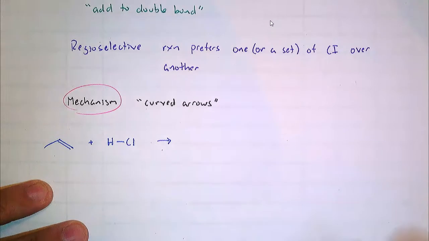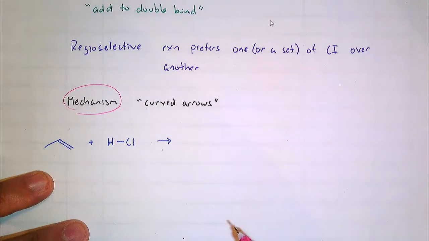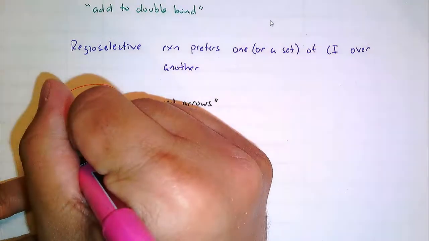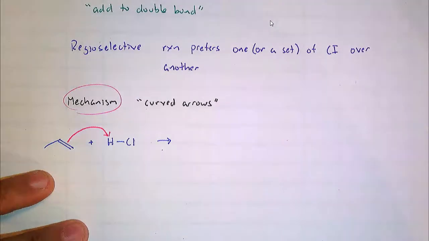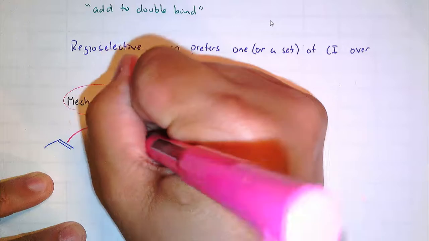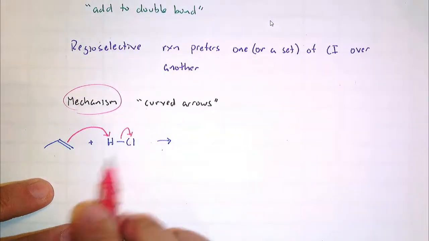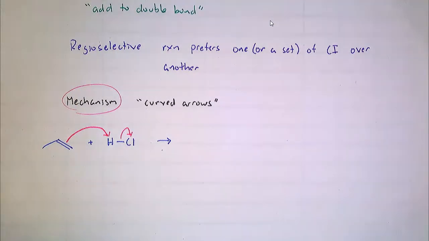So this is going to look a little strange if you've never done this before. Start your arrow from the middle of the double bond, and you grab the hydrogen. And then this bond breaks because hydrogen can't have more than 2 bonds.